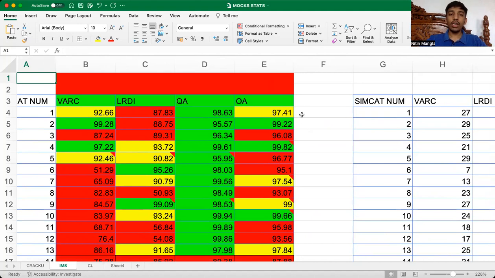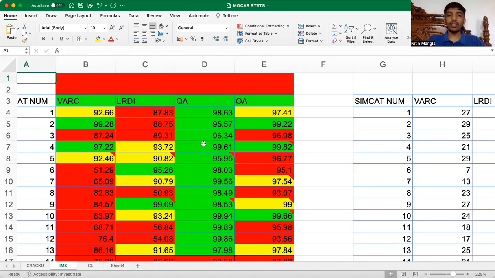I had red marked for the sections where I scored below 95 percentile. So you can see all the red have below 95 percentile. And yellow shows the sections that were more than 90 but below 95. These are the yellow colors, and the green colors are more than 95.